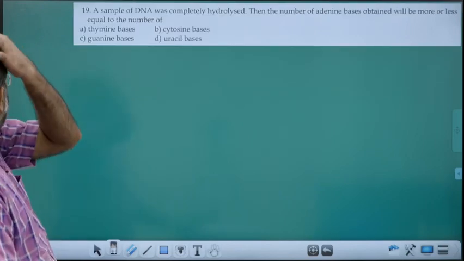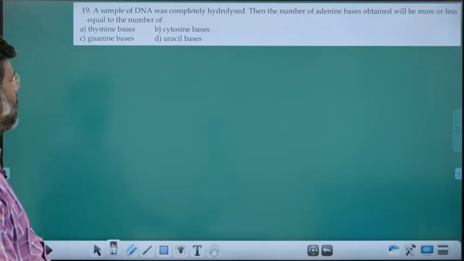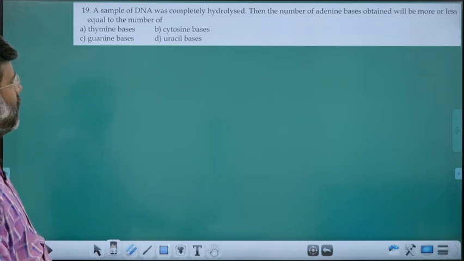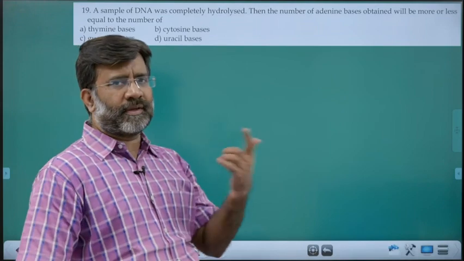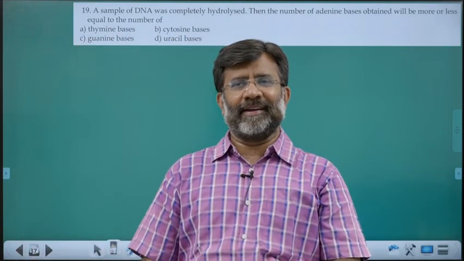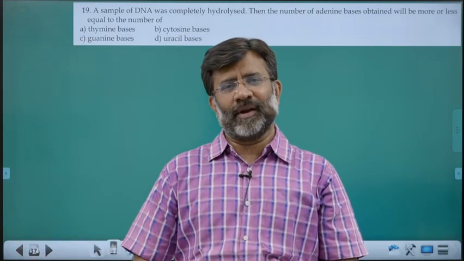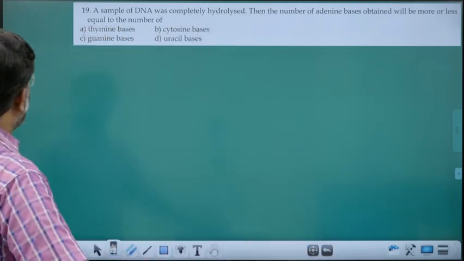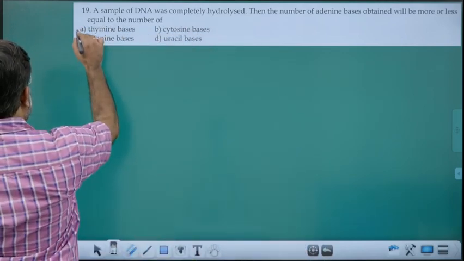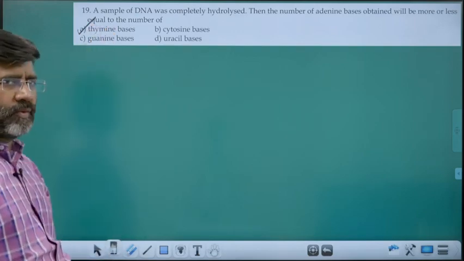A sample of DNA was completely hydrolyzed. The number of adenine bases obtained will be more or less equal to the number of... See, adenine pairs with thymine. So the number of adenine and thymine will be equal. The number of cytosine and guanine will be equal. So adenine will be equal to thymine. Option A. Cytosine will be equal to guanine.